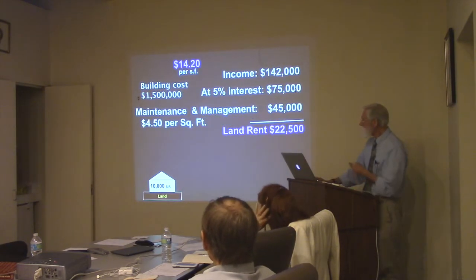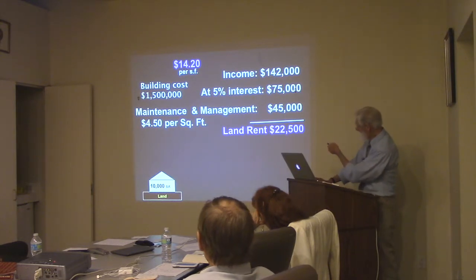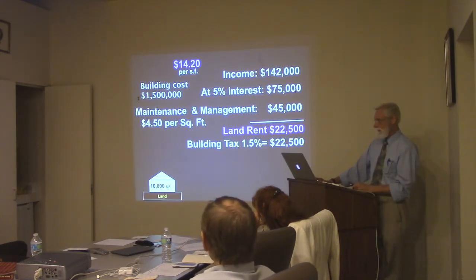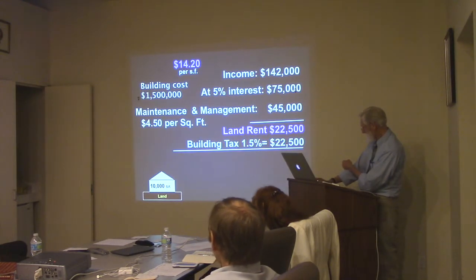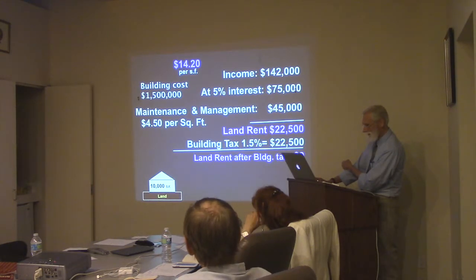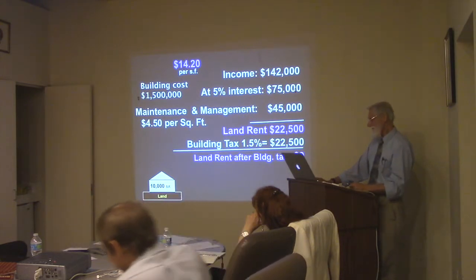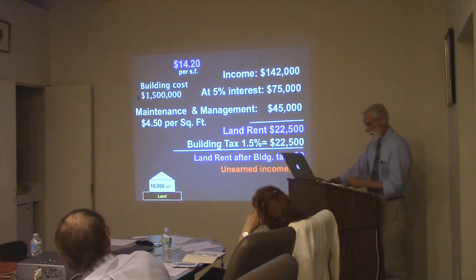Now, but if I can get $14.20 out of this place, because of the greater income, I get $22,500. Land tax at 1.5%, uh-oh, $22,500. So again, back to zero. Land rent is zero. Yep. And the landowner gets nothing, because there ain't nothing to get.